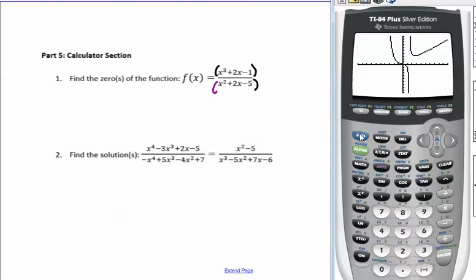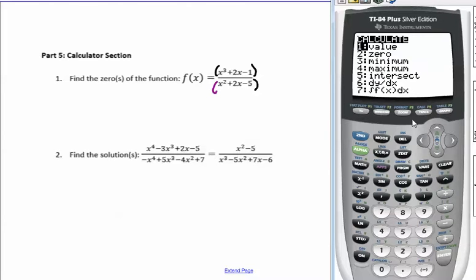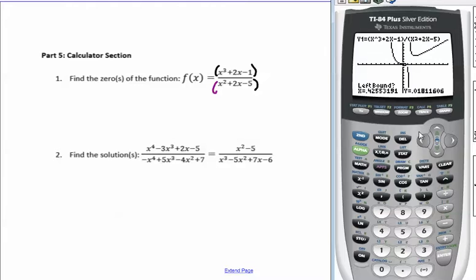So to calculate that, I press second, trace, and I choose choice 2, zero. For the left bound, you need to move the arrow to the left of the zero and press enter. For the right bound, you need to move the cursor to the right of the zero and press enter. And for guess, I like to move back close to where the answer should be and press enter one more time. And we get approximately 0.453.